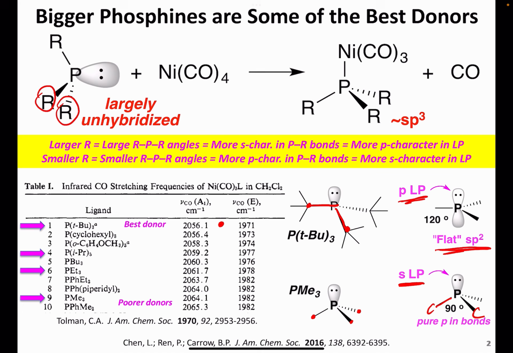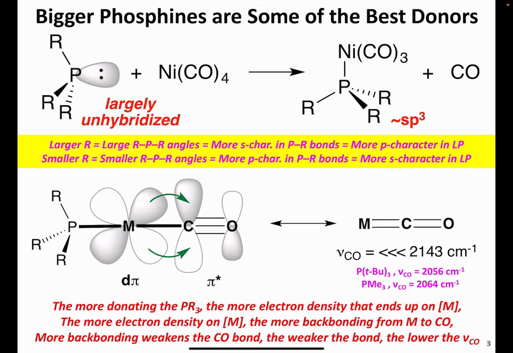And so if you focus on the CO stretching frequency, what you'll notice is that the best donors feature the smallest CO stretching frequencies. And so why is that? Well, the reason for this is really nicely shown in this kind of pseudo-resonance structure shown here. If you have a phosphine that's a really good donor, it's dumping electron density on the transition metal center. Well, that transition metal center can engage in back bonding to the carbon monoxide moiety.